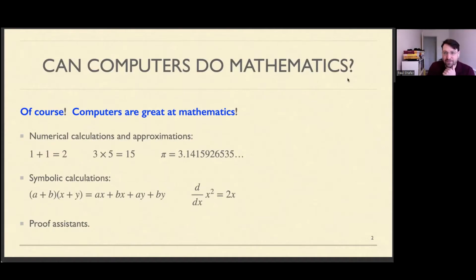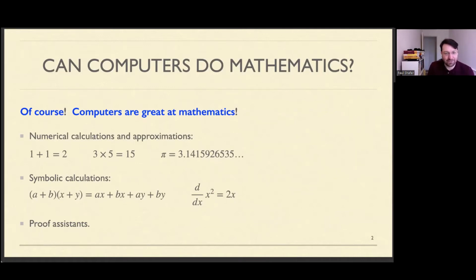Can computers do mathematics? And I think this is a familiar question to mathematics students, right? Asked by their friends and family, why are you studying mathematics? Can't computers do everything already? And well, yeah, computers can do a lot. Yeah, of course, computers can do mathematics, right? Computers are great at mathematics. Right? Everybody has familiarity with this, right? They can make all sorts of numerical calculations and approximations.